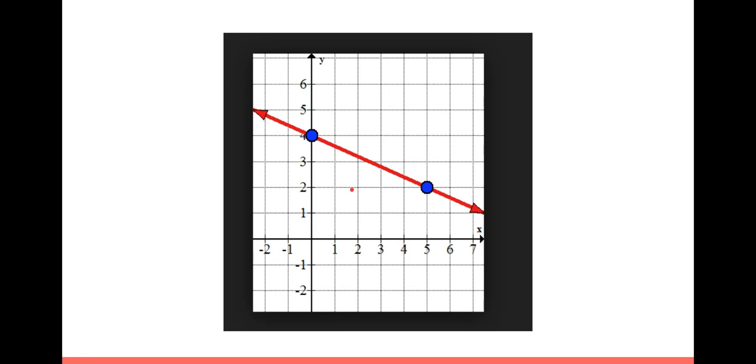This one is also a negative slope because when I start with my line and I follow it down, it's going down. So I go from one point to the next. And this one, I'm going down 1, 2, and over 1, 2, 3, 4, 5. So my slope is -2 over 5.